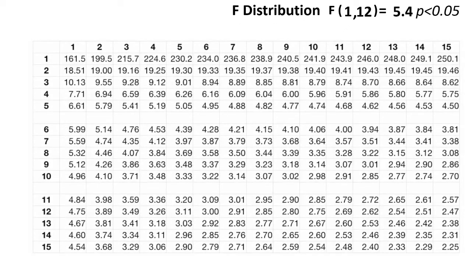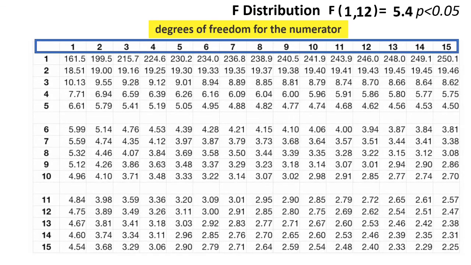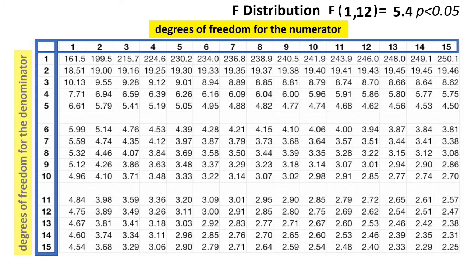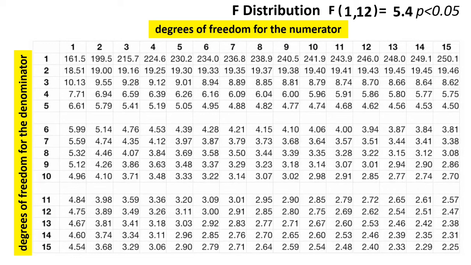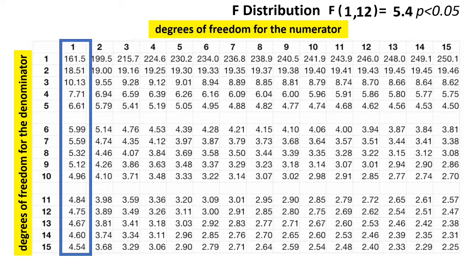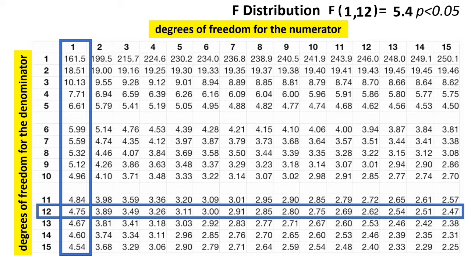Across the top is the degrees of freedom for the numerator, and the number down the side is the degrees of freedom for the denominator. So now let's take 1 as our degrees of freedom for the numerator. Let's use this column of data. Then 12 as our degrees of freedom for the denominator. Across, and where they intersect is our critical value, and it's 4.75.